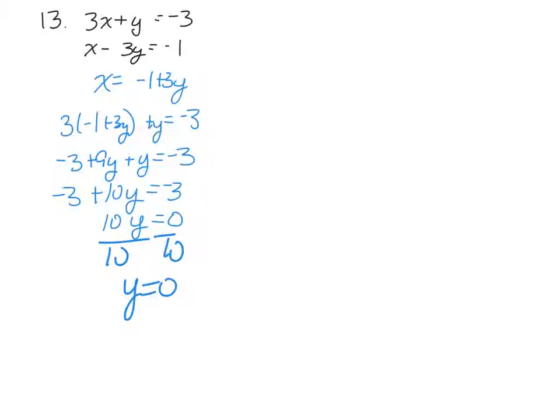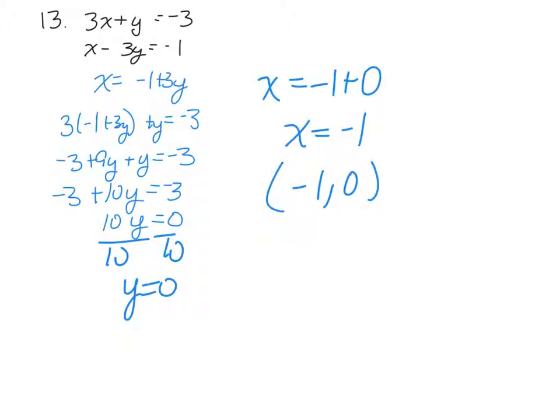And so x equals negative 1 plus 0. So our ordered pair is negative 1, 0. Which, with a quick eyeball, works for both of them. Negative 3 plus 0 is negative 3. Negative 1 minus 0 is negative 1.